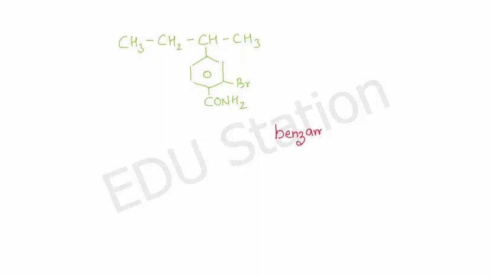For amide we write benzamide, which I told you in the beginning of the lesson. Now this is 1, this is 2, this is 3, and this is 4. So at second position you have bromo. This is also fine, 2-bromo. But the upper part, this is a problem. Now the carbon which is touching the ring will be 1.